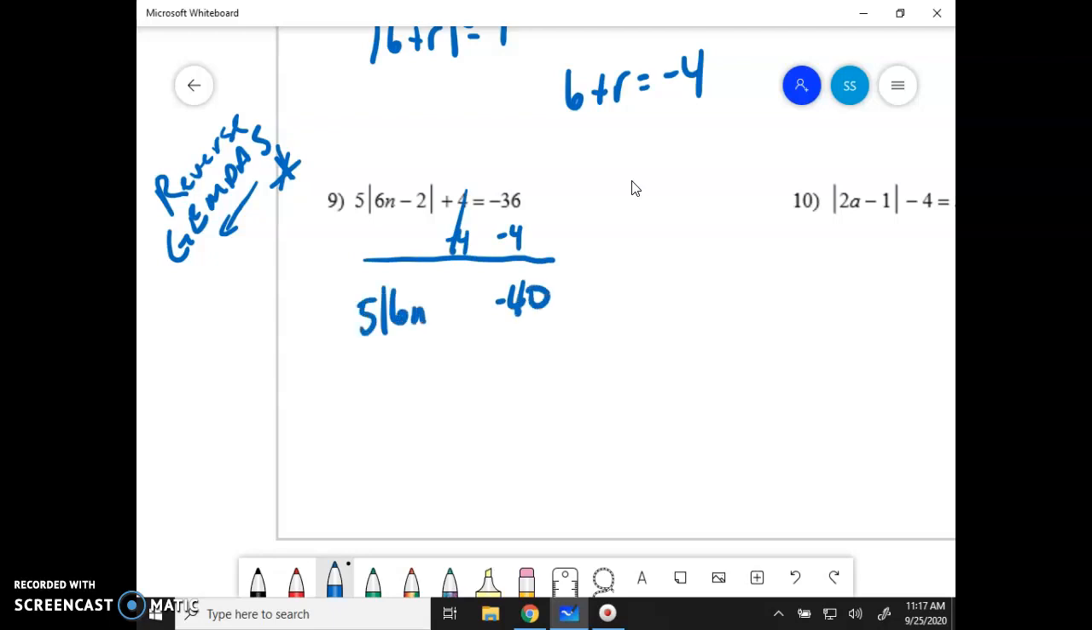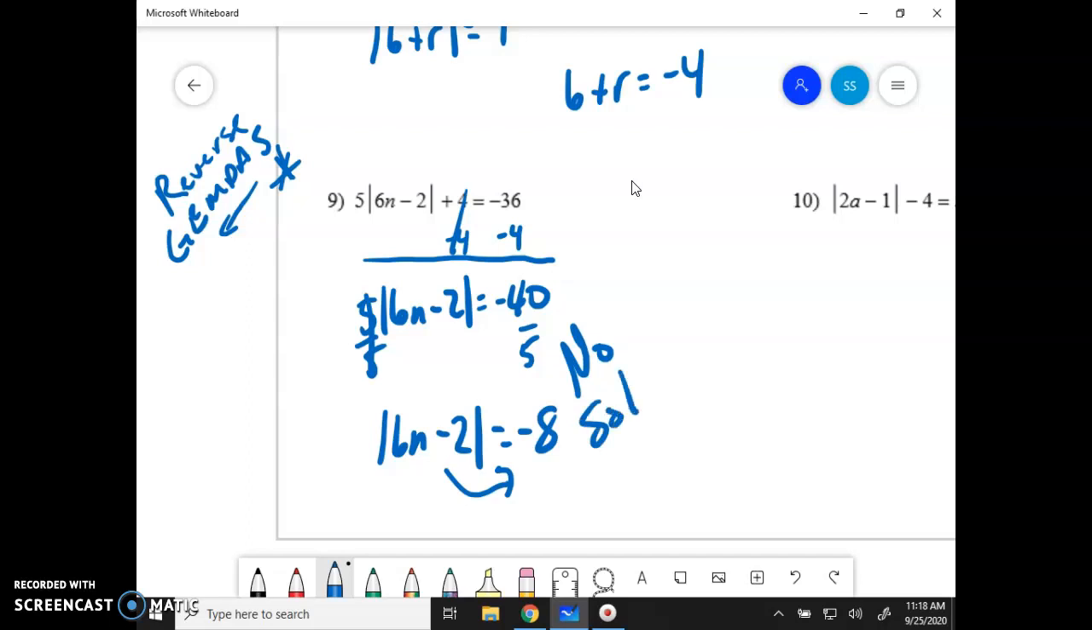Just going to update this problem. All right, now I divide. I get 5. This side cancels out. I get the absolute value of 6n minus 2 is equal to negative 8. Now I can move on to step 1.5. Is there going to be a solution? No, this is negative. So nothing's going to come out of this absolute value bar as negative. So this is no solution.